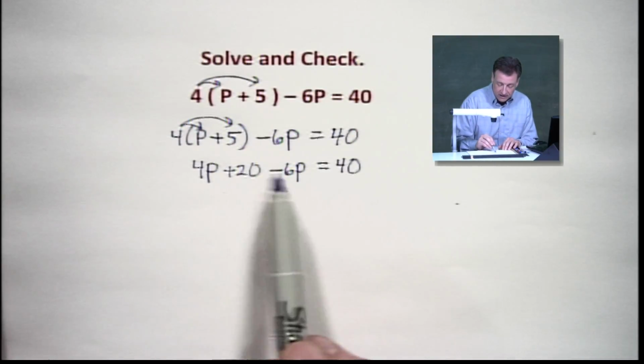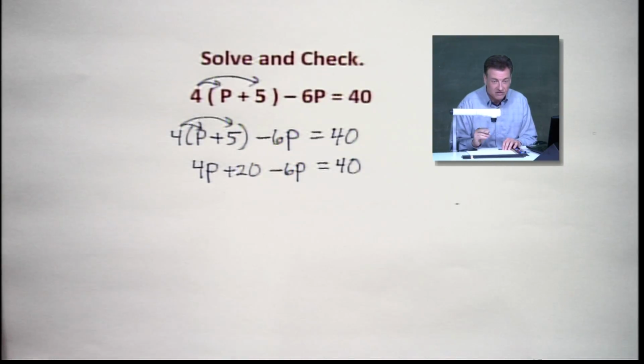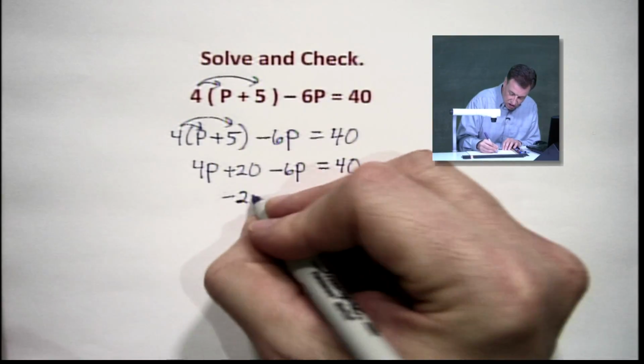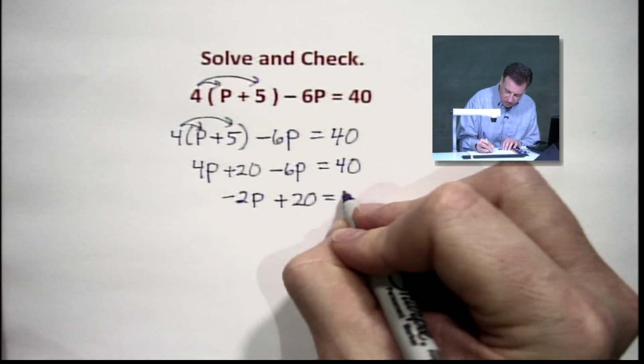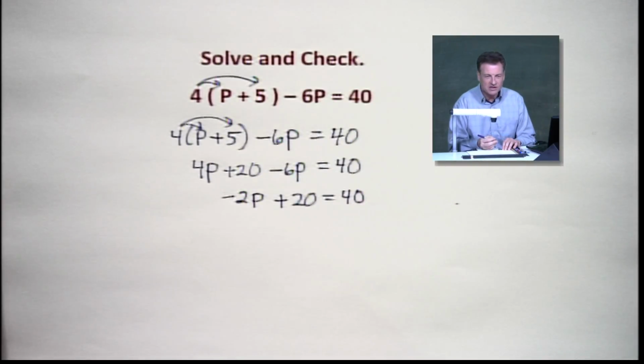So let's put 4p and minus 6p together. That's going to give us a negative 2 times p, adding 20, equal to 40. I like all these zeros because we can do a lot of arithmetic in our head.